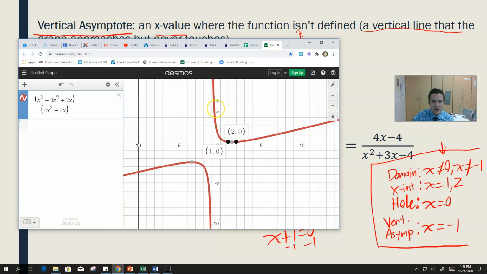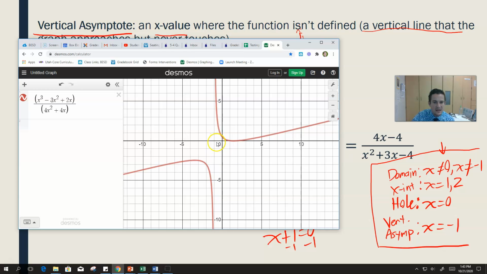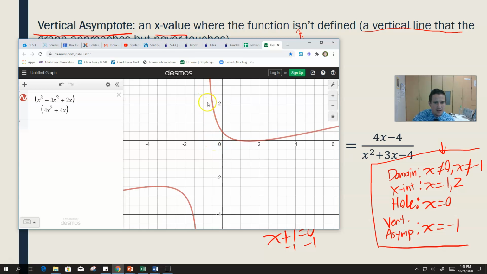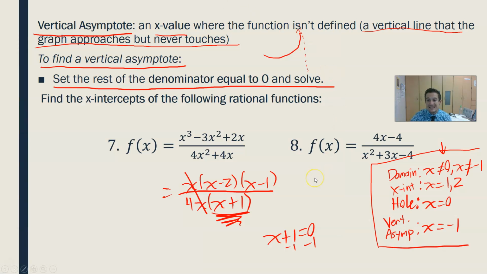And then my vertical asymptote, that vertical line that the graph gets really close to but never touches, is at x equals negative 1. Right here. At negative 1, my graph gets really close to but never touches. So we found all of those characteristics of this graph without even looking at the graph, just from looking at the equation.